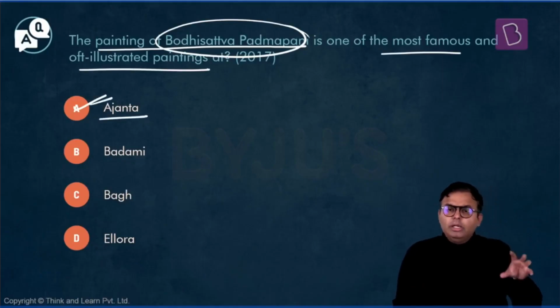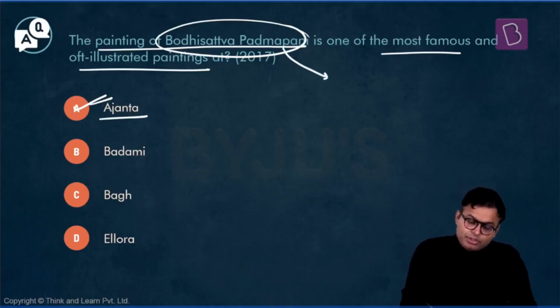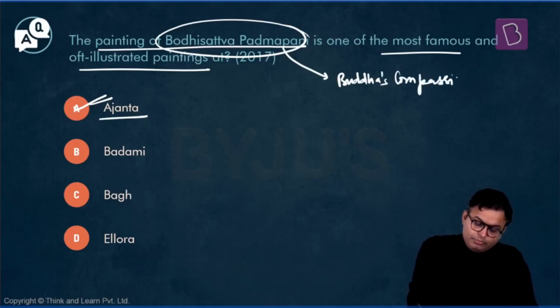Again, if you Google Ajanta paintings, the painting which comes up is of the Bodhisattva Padmapani. Padmapani is a symbolism of Buddha's compassion. So we will understand the various important bodhisattvas also.